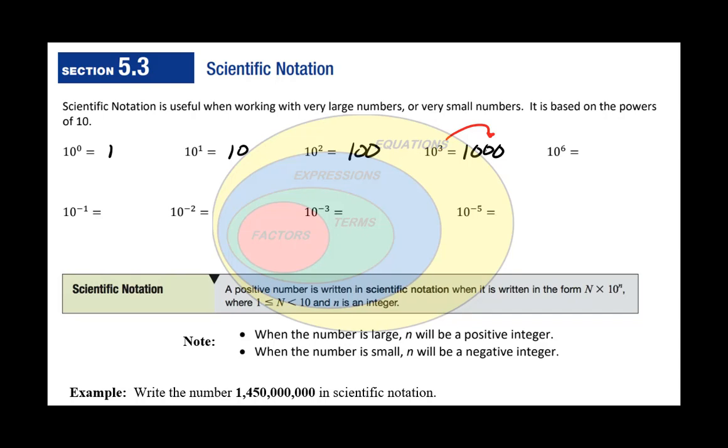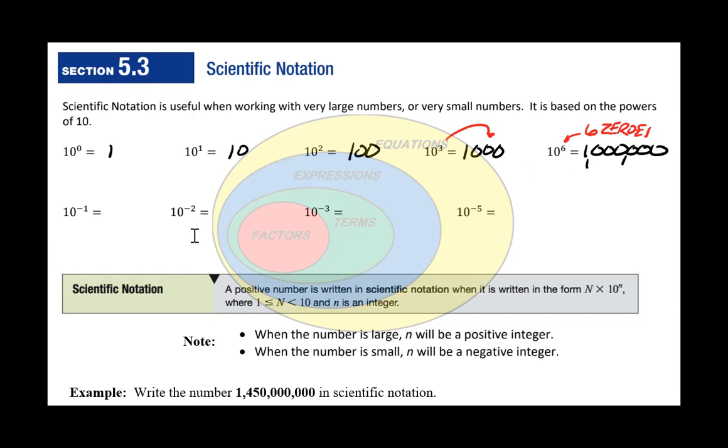So 10 cubed would have 3 zeros after 1. 10 to the 6th then would be a 1, and we have 10 to the 6th, so we need 6 decimal places, or 6 zeros to the right. So this would be 1 with 1, 2, 3, 4, 5, 6 zeros, or 1 million.